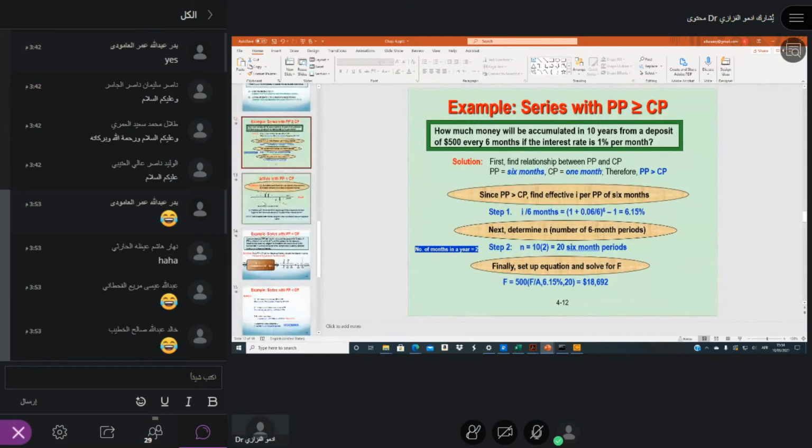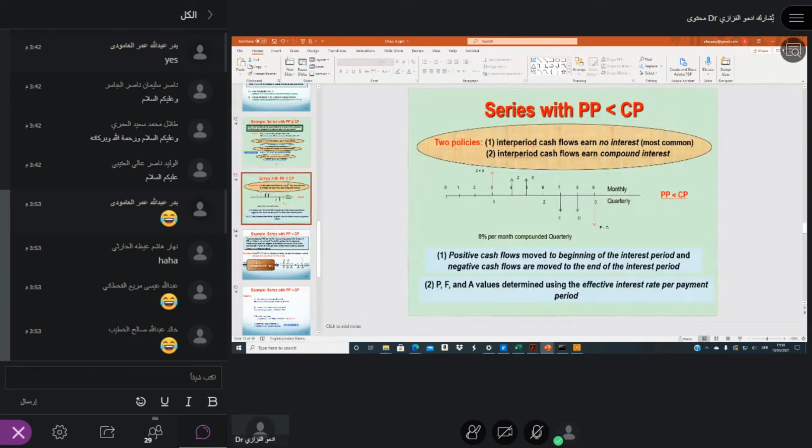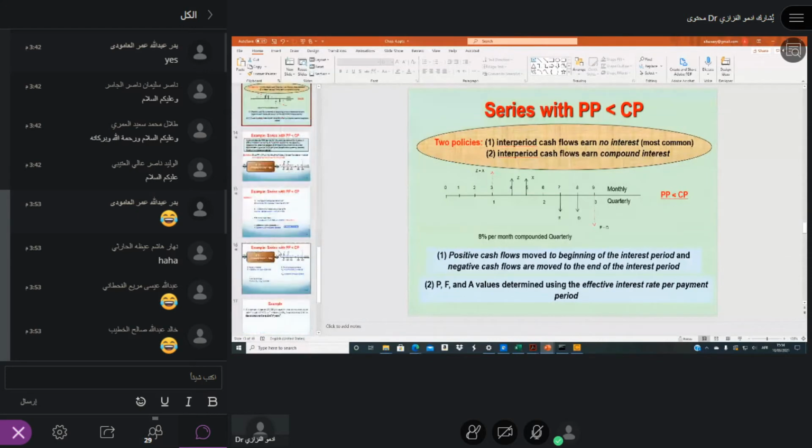So today we will be looking at a scenario when you are given the payment period less than the compounding period. And so what will you do and how you will do this kind of calculations. And this is the last subtopic under this chapter.